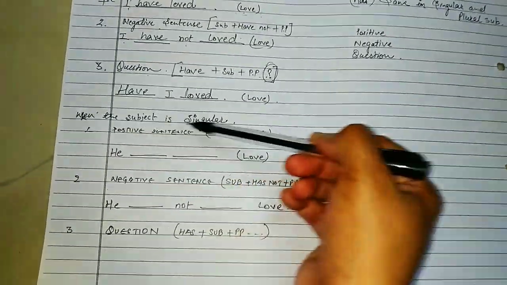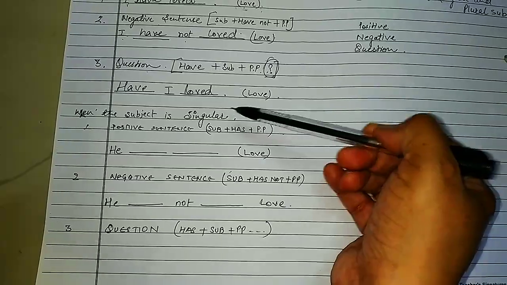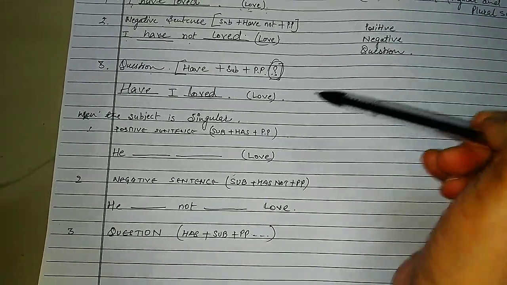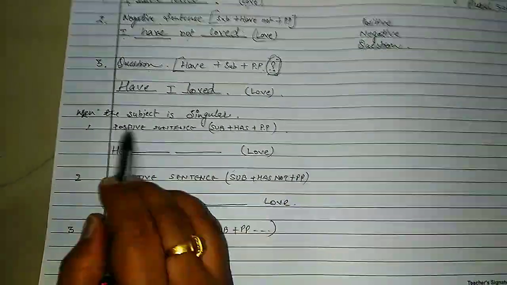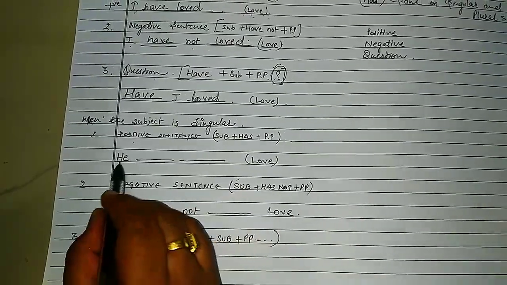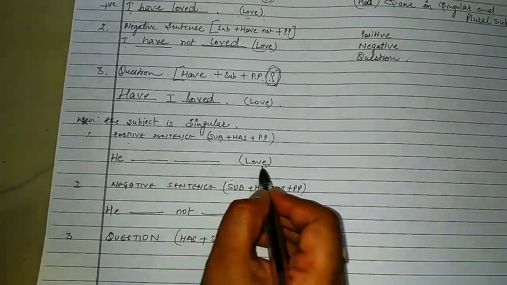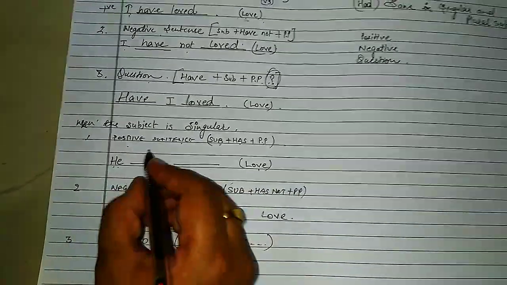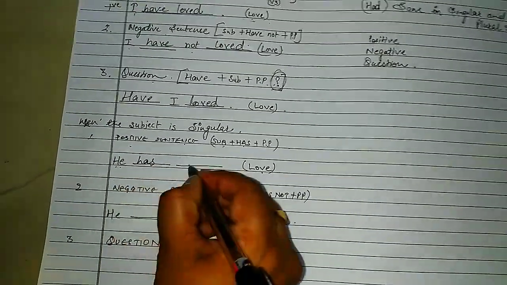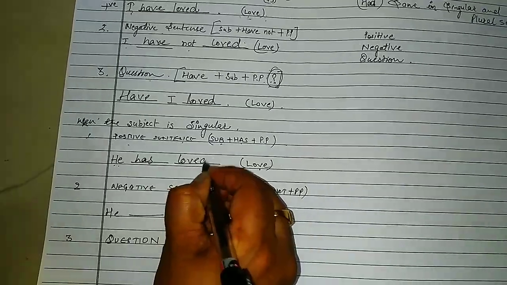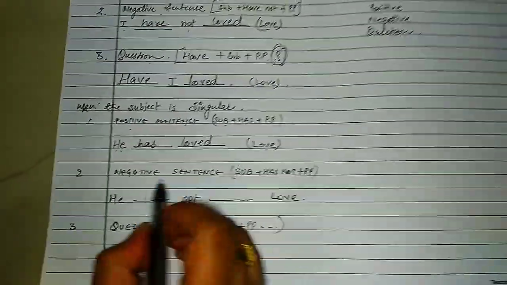Now, when the subject is singular, then singular subjects are he, she, it, one name. So for a positive sentence we have to make subject plus has plus PP. It means he, again I have to take the verb love, then he has loved. वो प्यार कर चुका है.